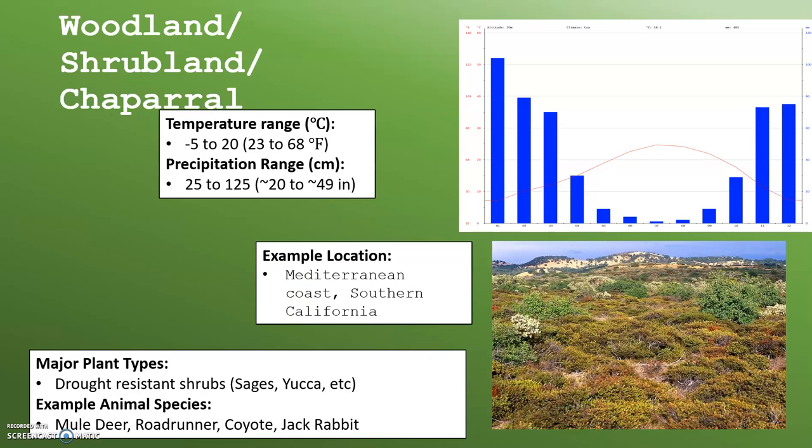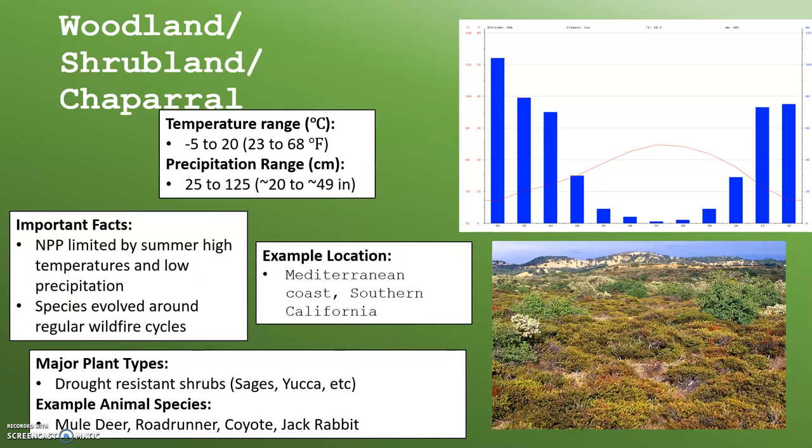It's also called a Mediterranean climate, or chaparral, and there's periodic wildfires there. If we think about important facts, the net primary productivity is limited by summer high temperatures and low precipitation, so we don't grow a whole lot in the summer. And the species have evolved around regular wildfire cycles. Human impact includes human-ignited wildfires and vineyards.